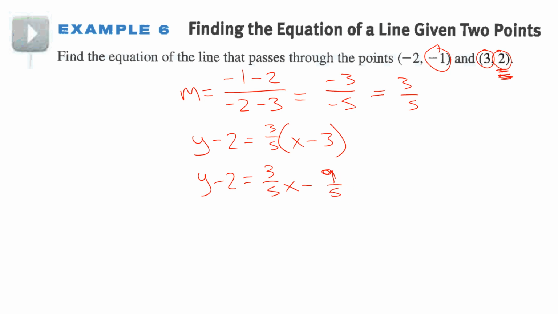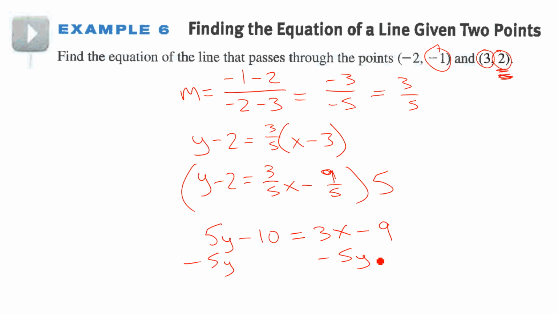And it doesn't tell us what to turn this into, so why don't we go ahead and do this in general form. Let's times everything by 5 to get rid of the fractions. So 5y minus 10 equals 3x minus 9. Get x and y on the same side. And for general form, usually we want to have the x positive. We'll put the constants on the other side. Negative 1 equals 3x minus 5y.